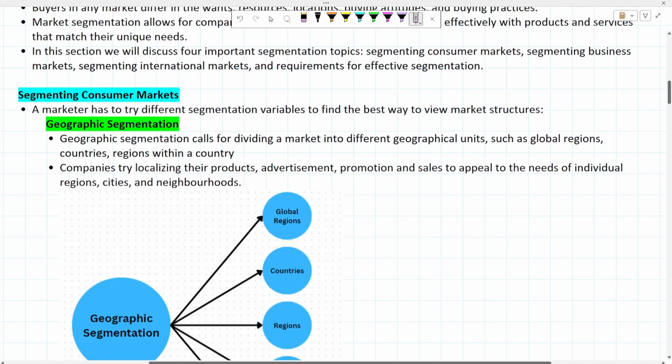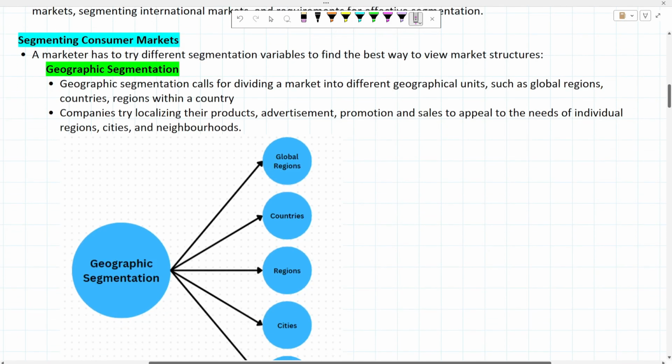So, segmenting consumer markets. A marketer has to try different segmentation variables to find the best way to view market structures. So let's go into some of the market structures. We have geographic segmentation. Geographic segmentation calls for dividing a market into different geographical units, such as global regions, countries, and regions within a country. Companies try localizing their products, advertisement, promotion, and sales to appeal to the needs of individual regions, cities, and neighborhoods. I'll highlight that part, put it in blue. So companies try localizing their products to appeal to the needs of individuals in the regions, cities, and neighborhoods.